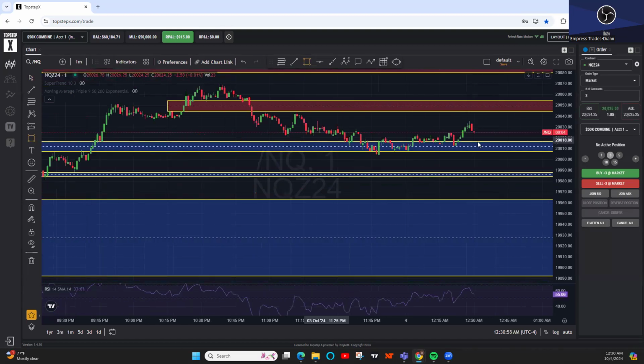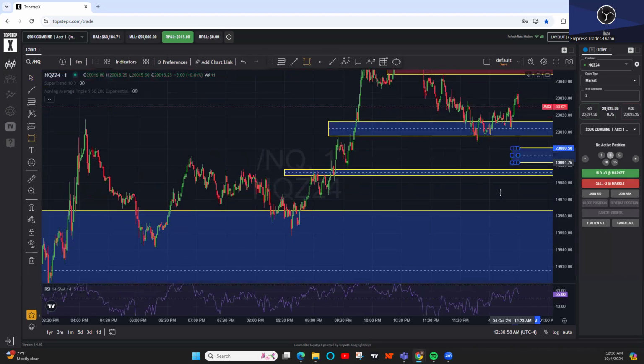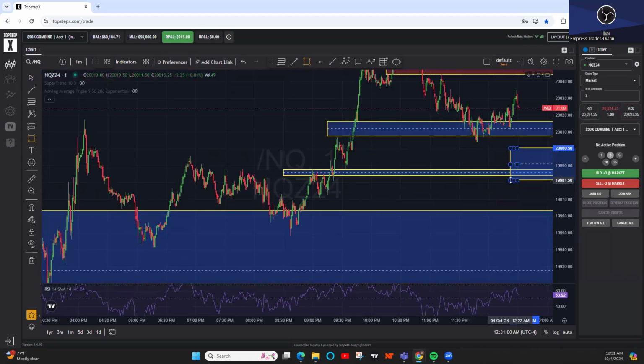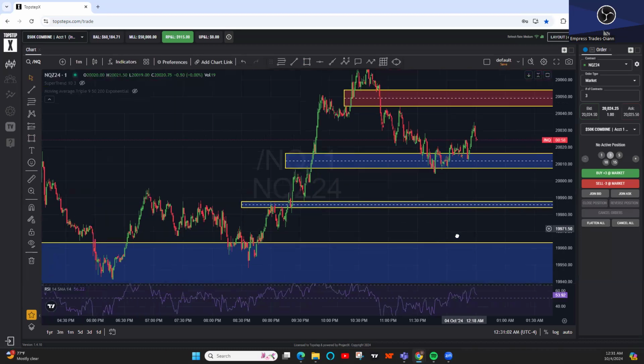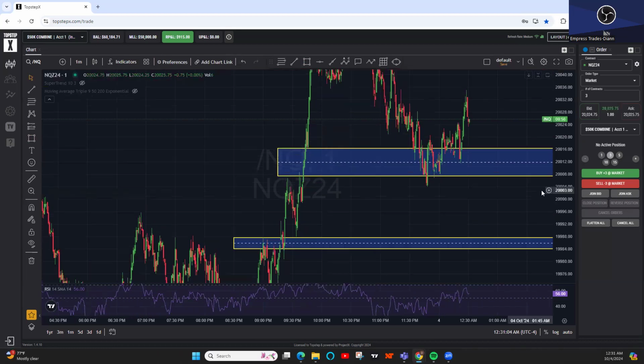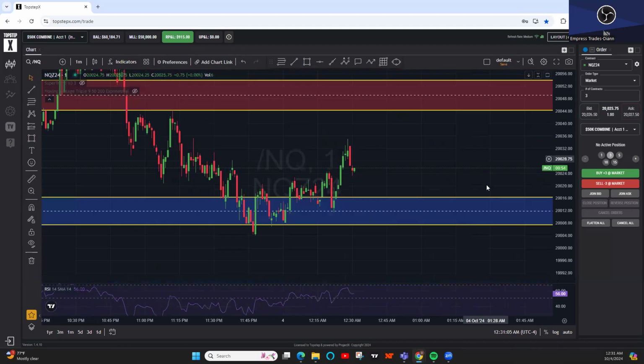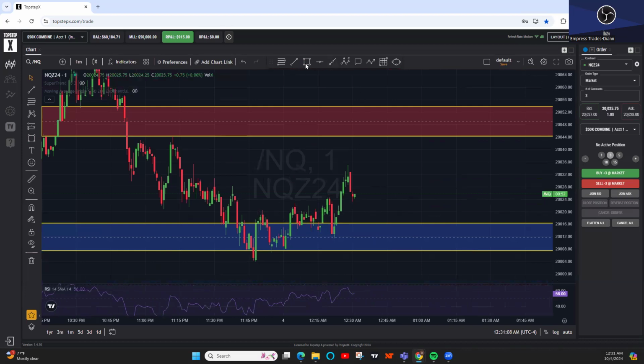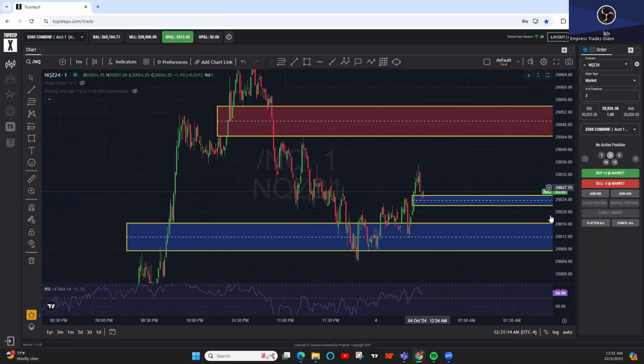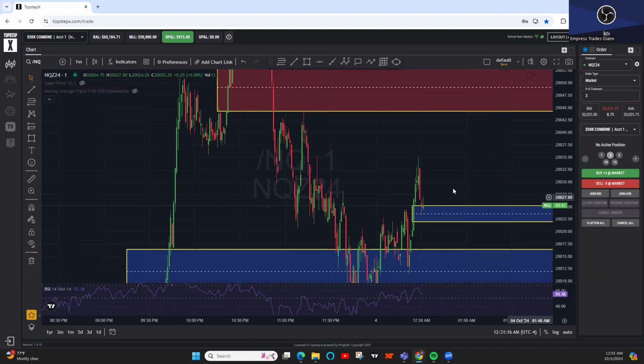For now, I'm going to go down to my 1 minute. And this is where the fun begins. Oops, I did not need to draw that. So 1 minute. Let's break it down real quick. Because I have one right here to here. Three candle formation. 1, 2, 3.